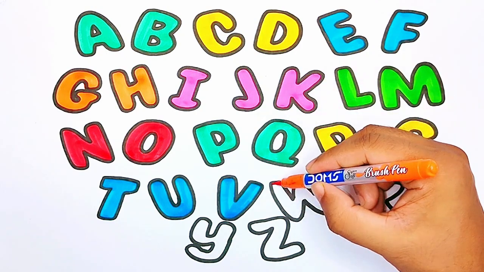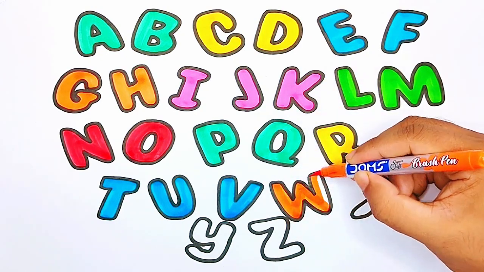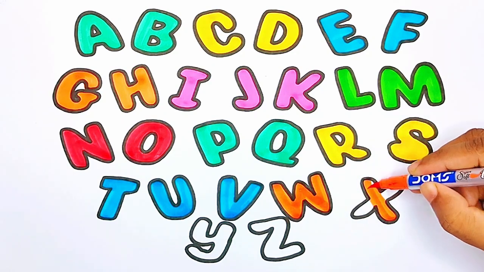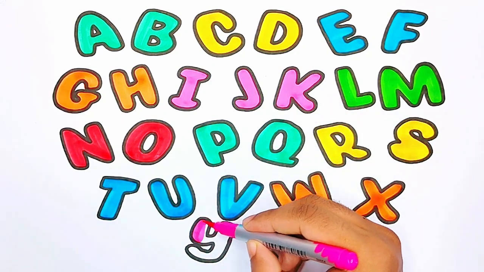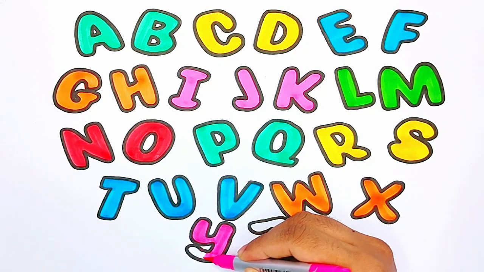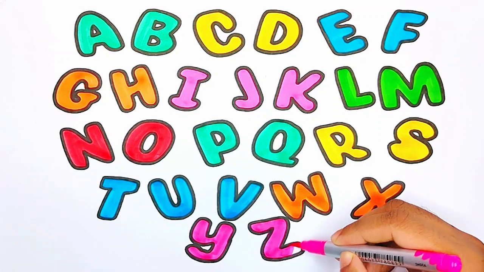Orange color. W. W for watch. X. X for X-ray. Pink color. Y. Y for yarn. Z. Z for zebra.